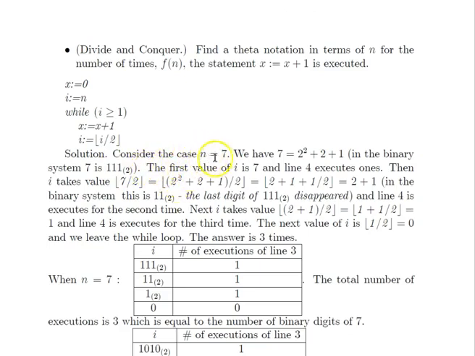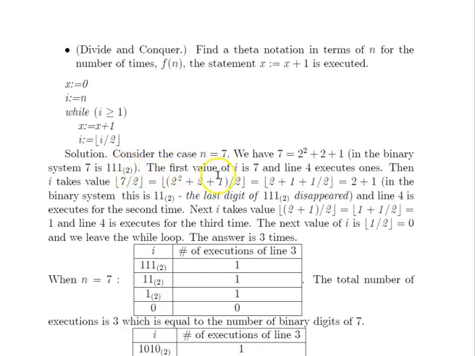First we consider the case when n is 7. We can write 7 as a sum of powers of 2. Any positive integer can be written as a sum of some powers of 2. 4 plus 2 plus 1 is 7. In binary notation, we have only digits 0 and 1, and 7 is written as 3 ones in binary.